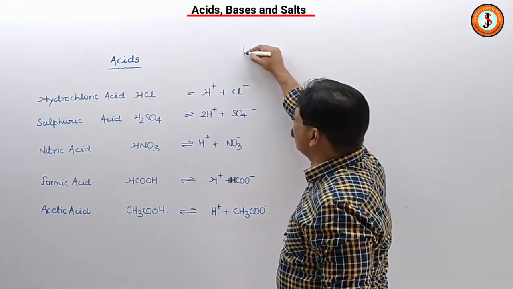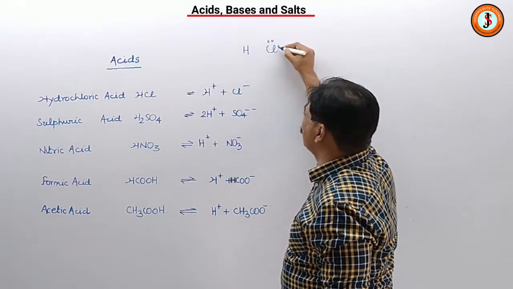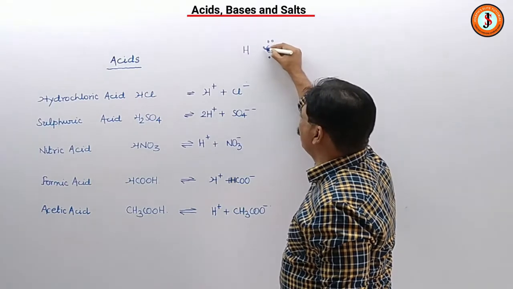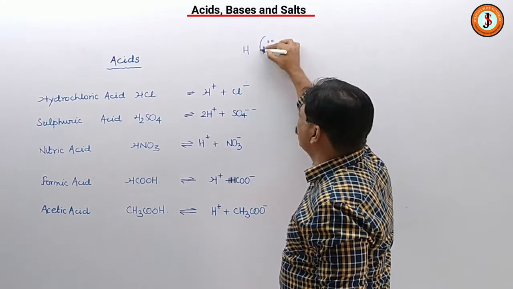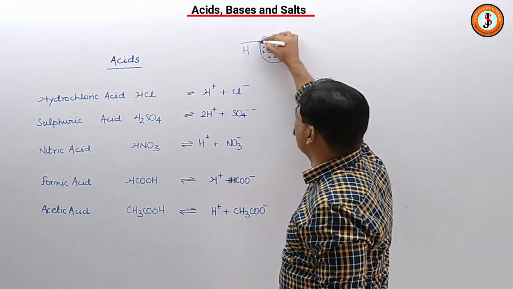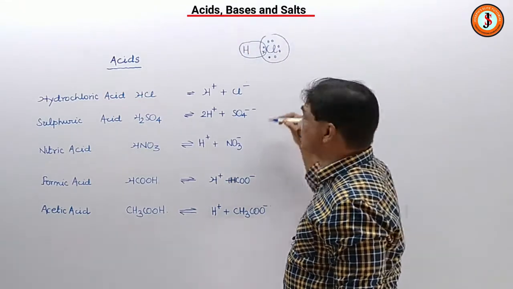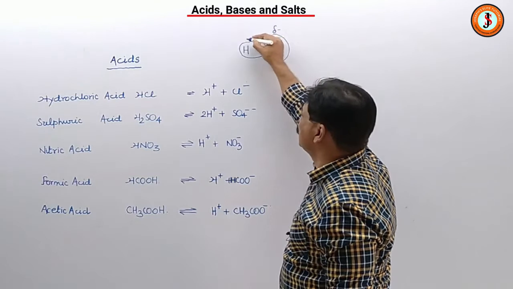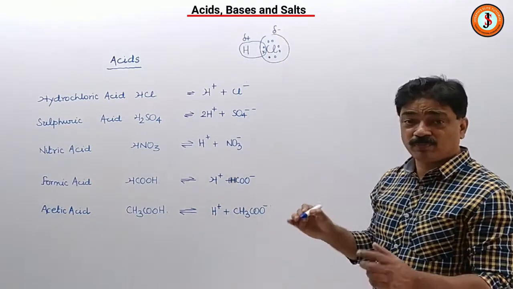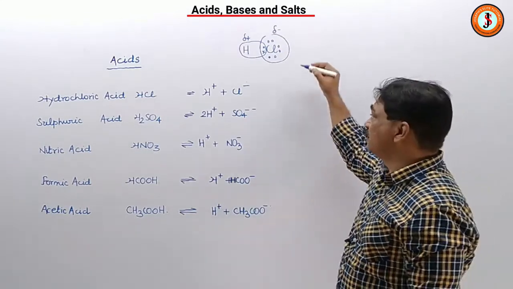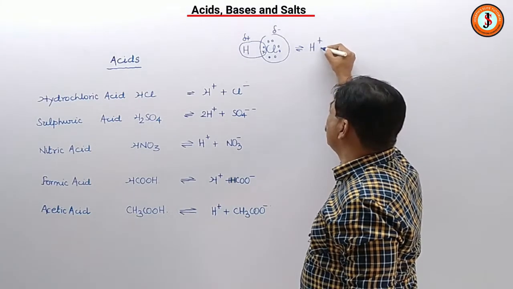In hydrochloric acid, chlorine has 7 electrons in its outermost orbit and hydrogen has 1. Initially there is sharing, but chlorine, being stronger in terms of electronegativity, pulls the shared pair of electrons towards itself, so it becomes partially negative and hydrogen becomes partially positive. So there is a polarity of plus and minus, and that is why when it is kept in a solution it dissociates into H plus and Cl minus ions.